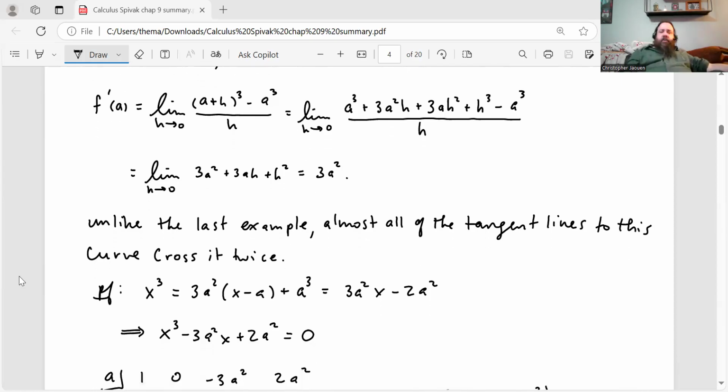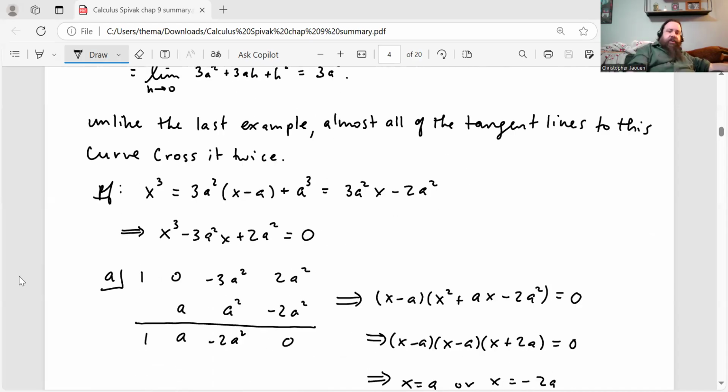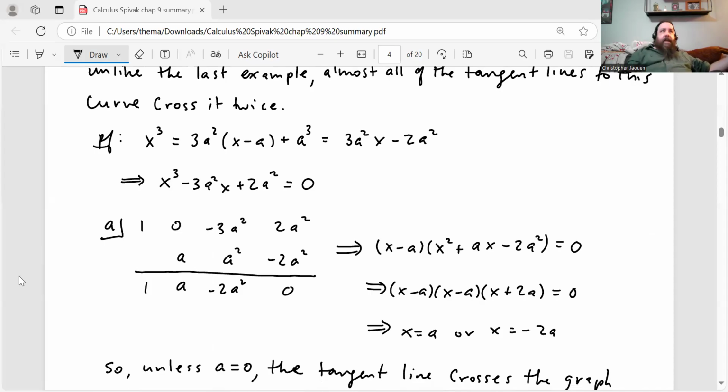Unlike the last example, almost all the tangent lines to this curve cross it twice. The only place where that doesn't happen is at the origin, but let's see why. So if I set x cubed equal to the equation of the tangent line at a cubed, we get the equation, when you simplify everything and bring everything on one side, x cubed minus 3a squared x plus 2a cubed equals 0. And now, of course, we know that a cubed is a point on the curve, so we know that a is a root of that equation, right? The tangent line and the function itself have the same y value at the point of tangency.